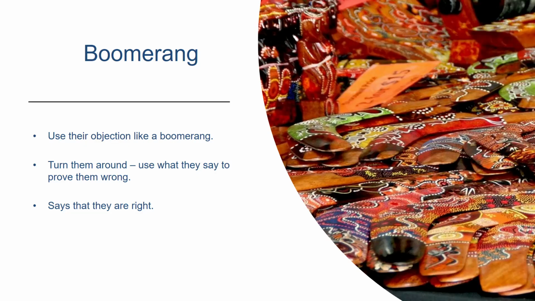Going through them, boomerang, this one really is you're using their objection like a boomerang. So if you don't know what a boomerang does, if you throw it, it comes around and it comes right back at you. So this is turning them around and using what they say to prove them wrong. It says that they are right in what they're saying. So here are answers that you can use.